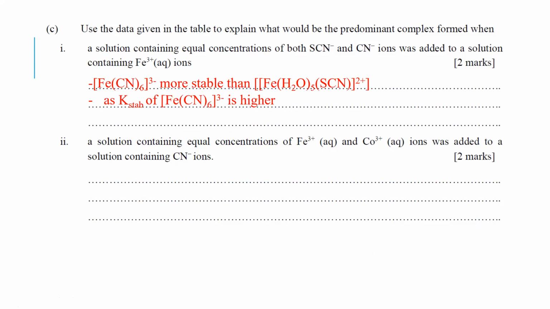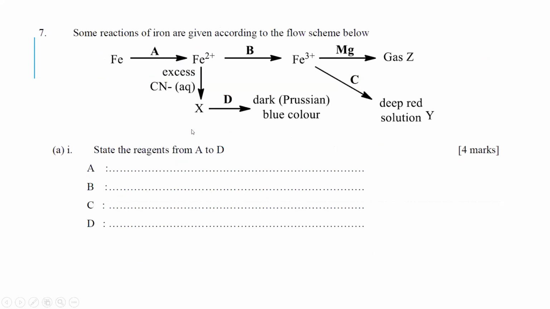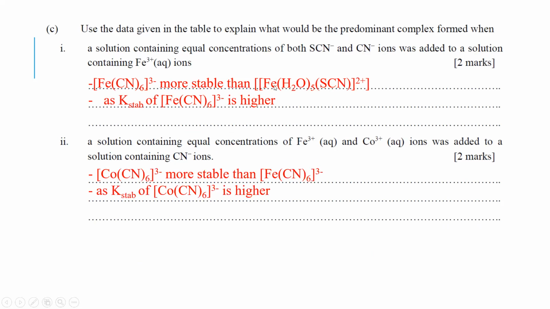Okay. And then number 2, a solution containing equal concentrations of Fe3+ and Co3+ was added to the solution containing CN minus. So from the stability constants, you can see that Co(CN)6 3- is more stable than Fe(CN)6 3-, as the stability constant of Co(CN)6 3- is higher here. So that is how we tell which one is more stable in this case. With that, that is how we answer question number 6.